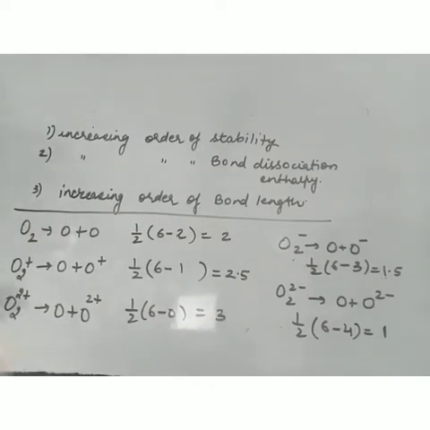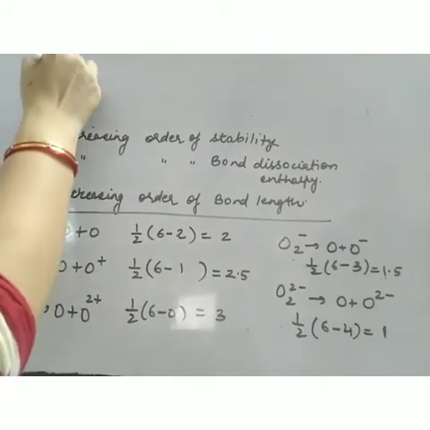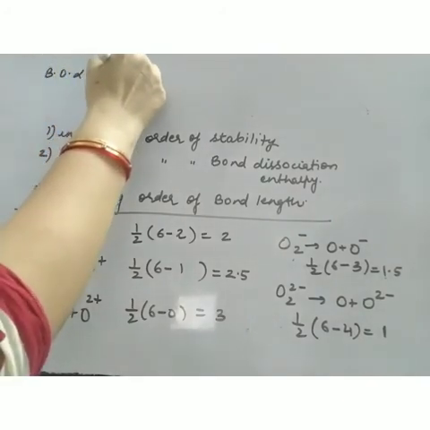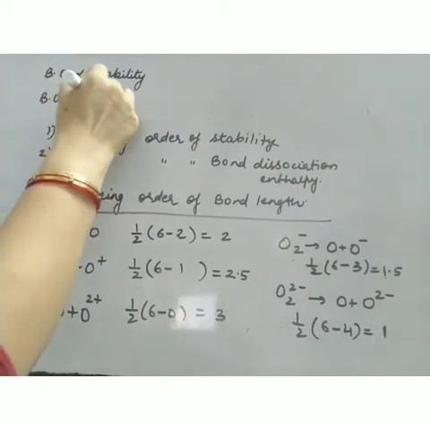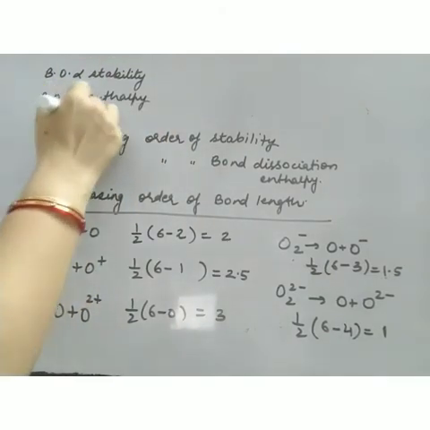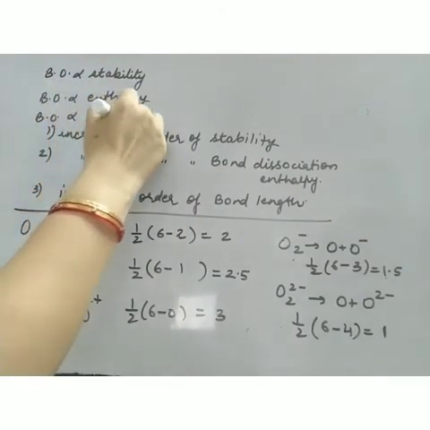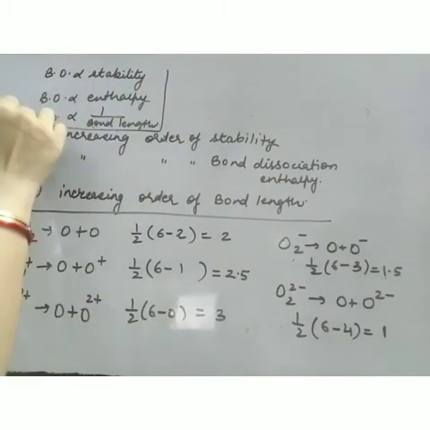Okay, means no need to make the MO diagram. Simply if you know how to find out the bond order for O2, this is the standard one, we can calculate the bond orders for the similar species. Now we know the relation: bond order is directly proportional to stability, bond order is directly proportional to bond enthalpy, and bond order is inversely related to bond length. Okay, so these are the three relations that we know.